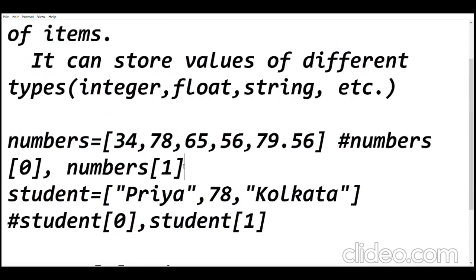For example, if I store a set of numbers, then we simply write the name of the list, numbers, equal to the square brackets, and inside the square brackets we write the numbers which I want to store: 34, 78, 65, 56, 79.56. The floating value. We can also store different types of values: integer, float, etc.